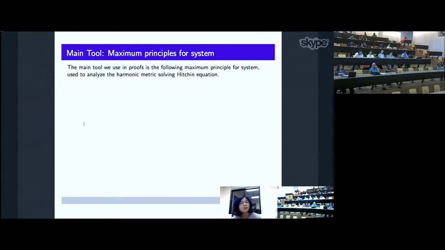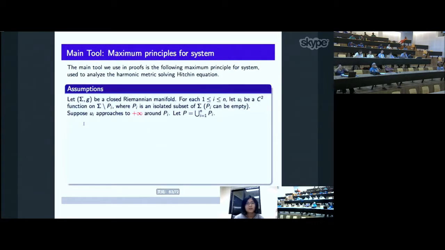The main tool we use in the proofs is the following maximum principle for systems, used to analyze the harmonic metric solving the Hitchin equation. Let's have assumptions. Sigma with metric g is a closed Riemannian manifold. For each i, let u_i be a C2 function on the manifold minus an isolated subset P_i. It can be empty. Suppose u_i approaches plus infinity around P_i. This is very important. It cannot go to minus infinity because we want the right sign. Let P be the union of all these sets P_i.